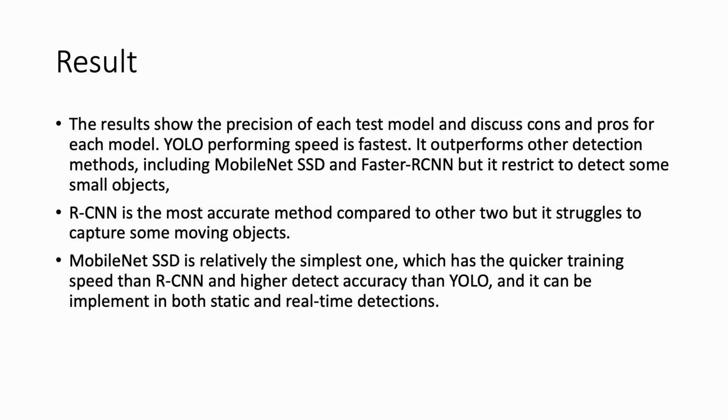Overall, we compare these three methods, and we can see YOLO's performing speed is the fastest, and it outperforms the other detection methods. And Faster-RCNN is the most accurate method compared to the other two, but it struggles to capture some moving objects. MobileNet SSD is relatively the simplest one. It has a quicker training speed and higher detection accuracy, and it can also be implemented in both static and real-time detection. So I think it's a better way to detect.